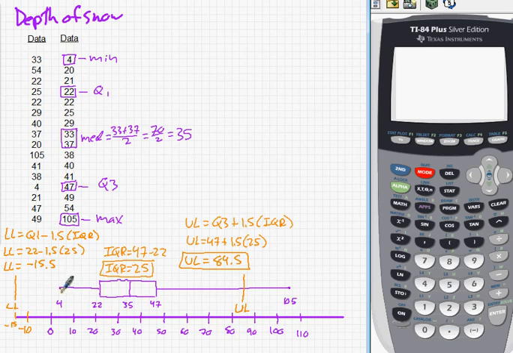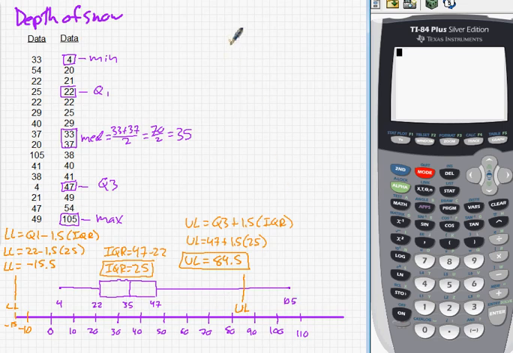Now, our minimum isn't over the fence, so we don't have any outliers on this end, but you can actually see our maximum is over the fence on this side. And we can look at our original data. Is the maximum the only one? Yes, because 54 is less than 84.5, so that's not an outlier, but the 105 is.